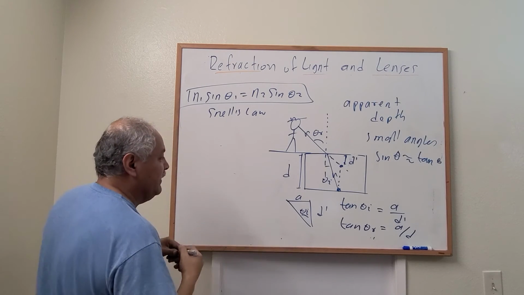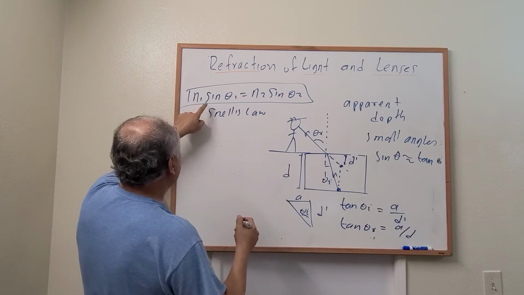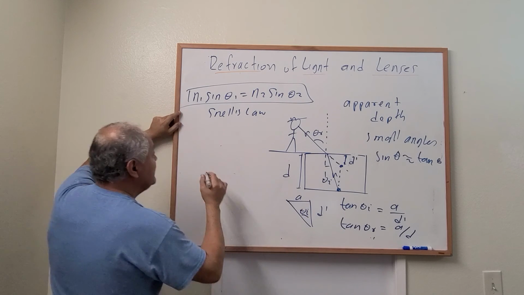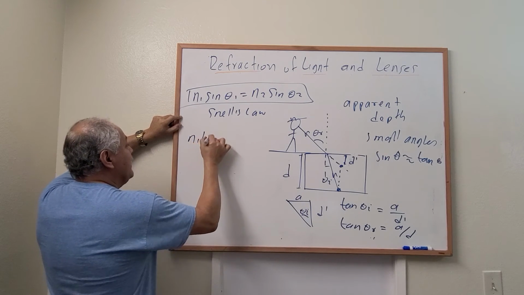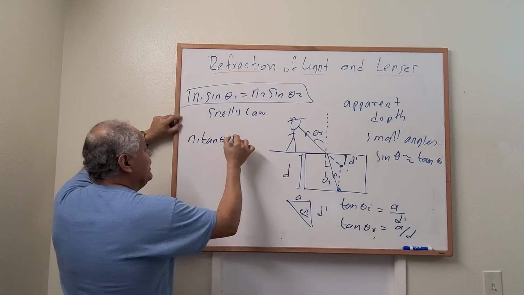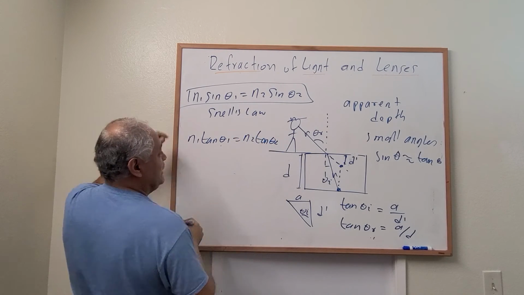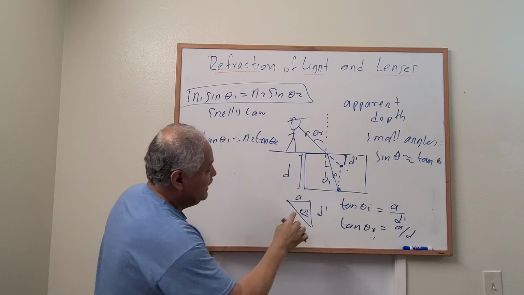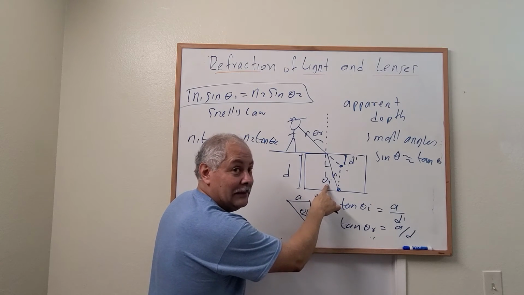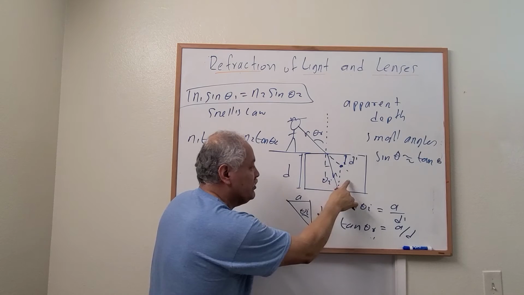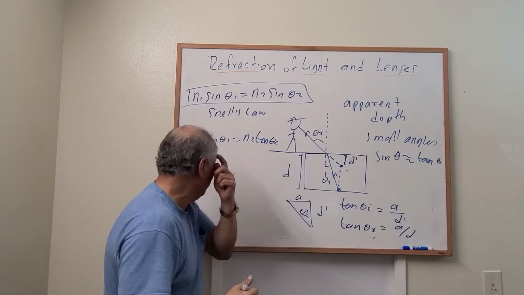So what do we have then? Instead of sine, we use tangent. We have n1 tangent theta 1 equals n2 tangent theta 2, correct? Remember, n1 is going to be related to the medium of the incident ray.